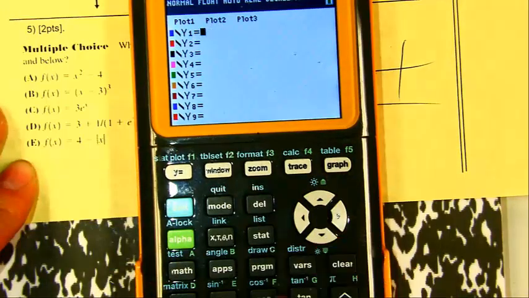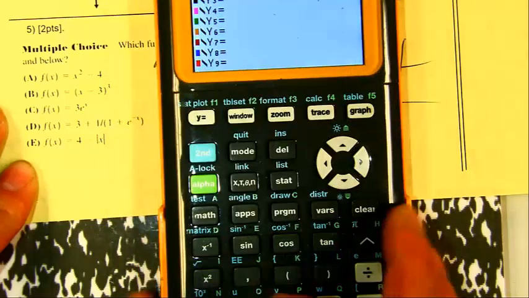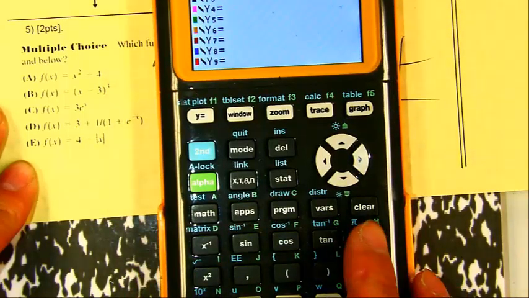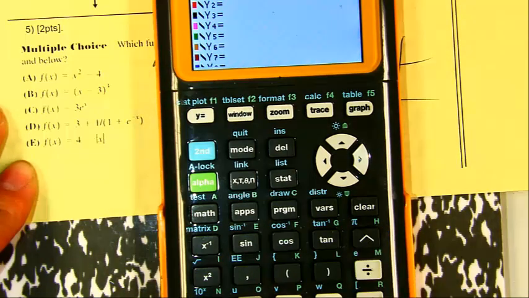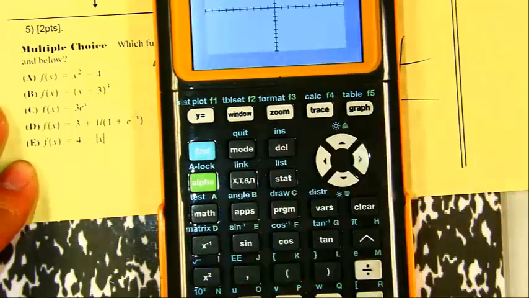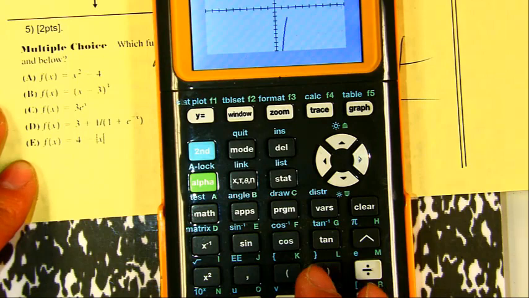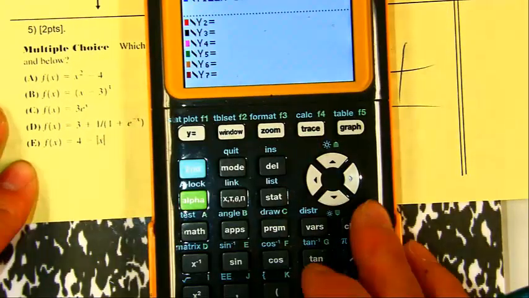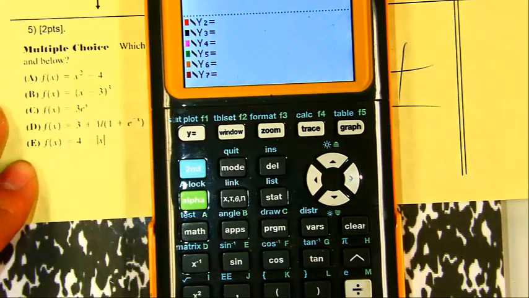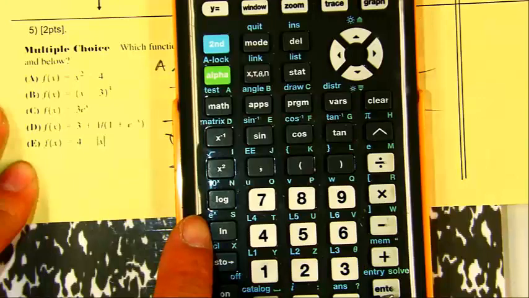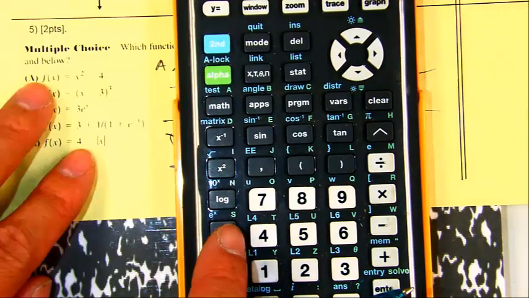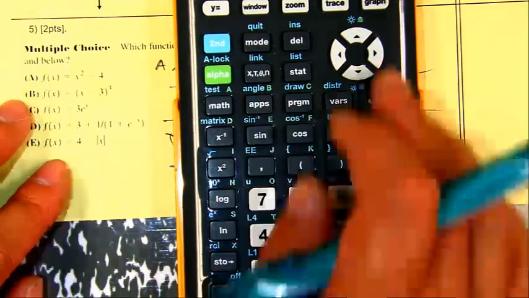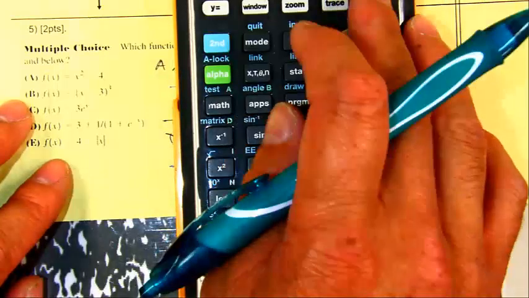x minus 3 to the power of 3. So you can do that by using the caret button, which is over here, and then 3. And then you have 3e to the x power, so 3, and then your e button is here in blue next to the 4. So I'm going to have to use second natural log x. Graph that.